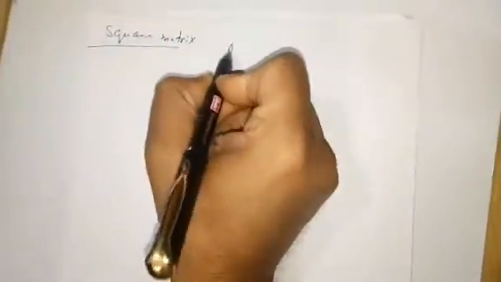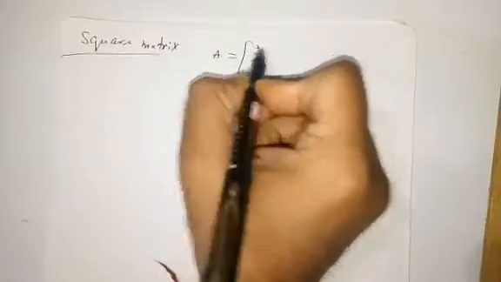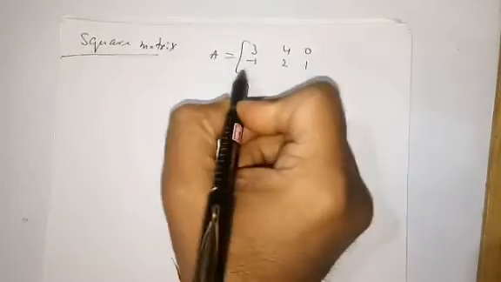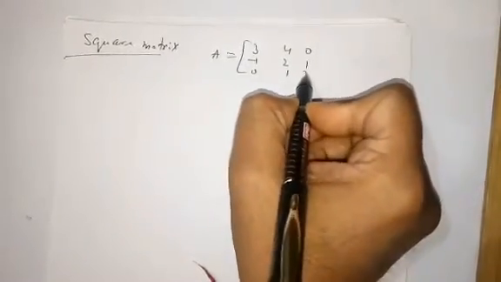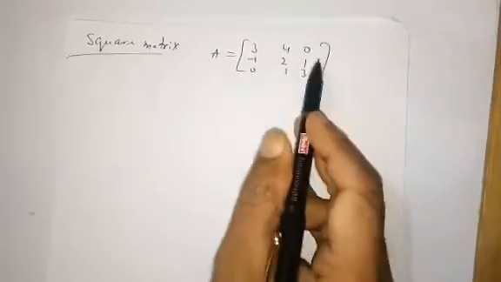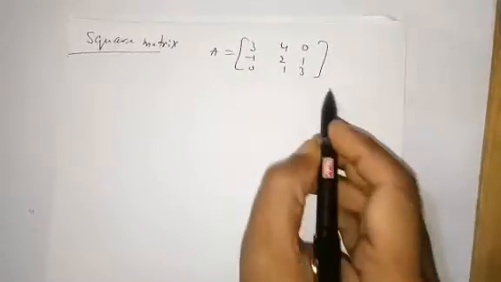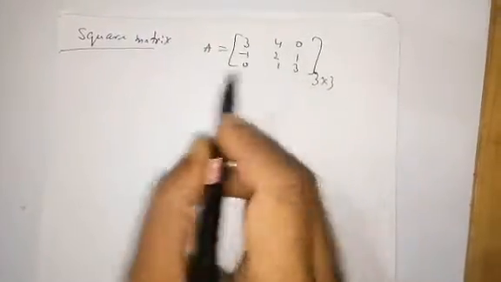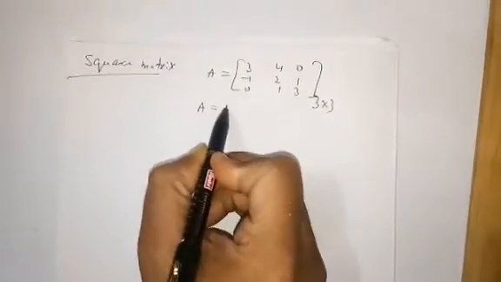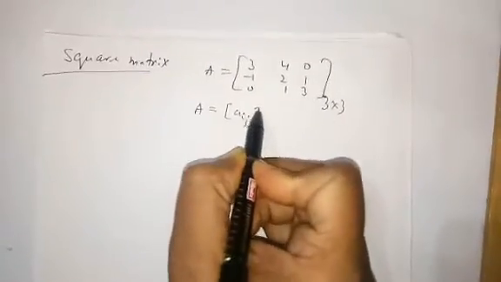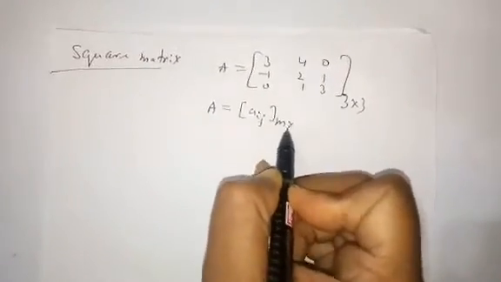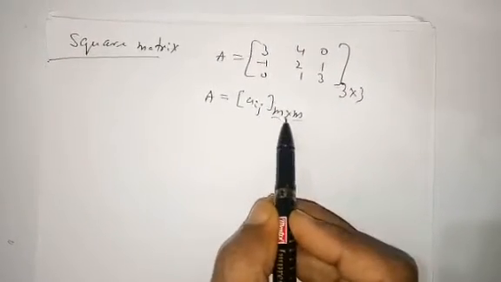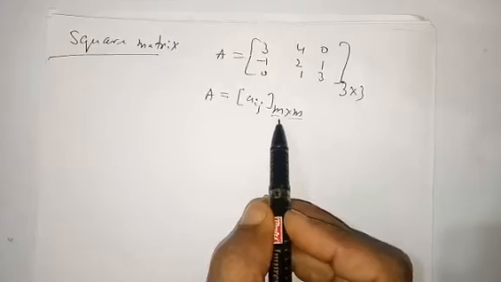In a square matrix, the number of rows and the number of columns is the same. This is called a square matrix. As we are observing in this matrix, there are 3 rows and 3 columns, so this is a square matrix. Generally we write a square matrix like this: Aij, m by m. So always the number of rows and the number of columns are the same in this one.